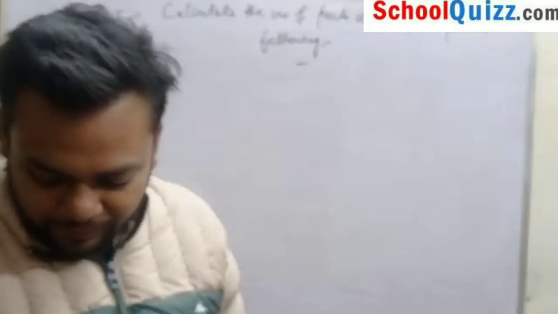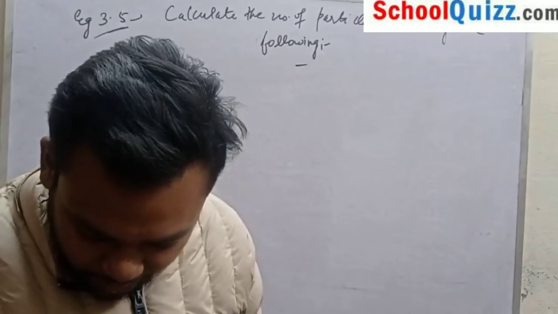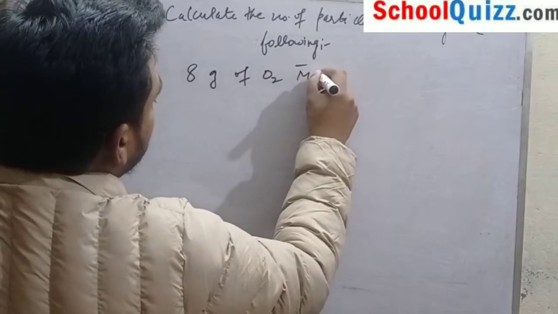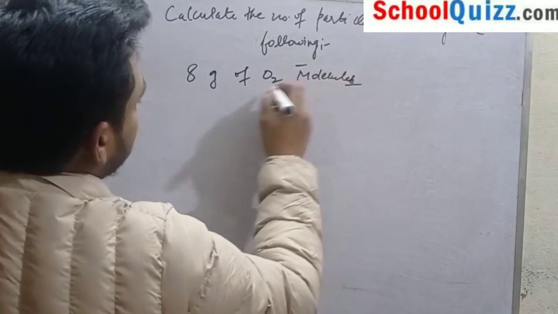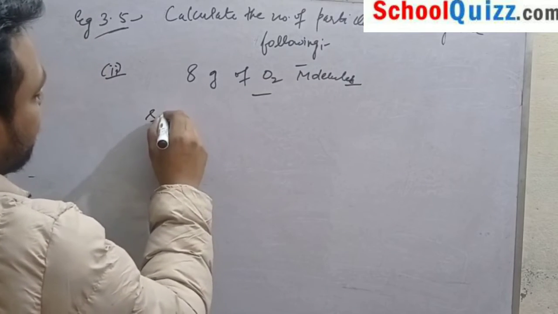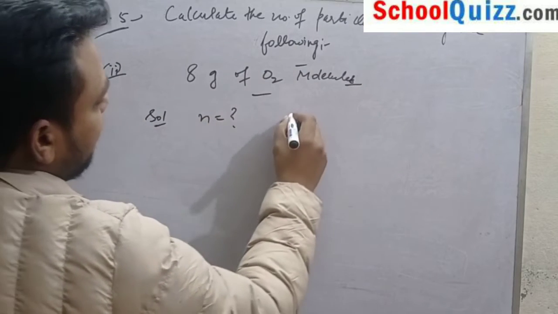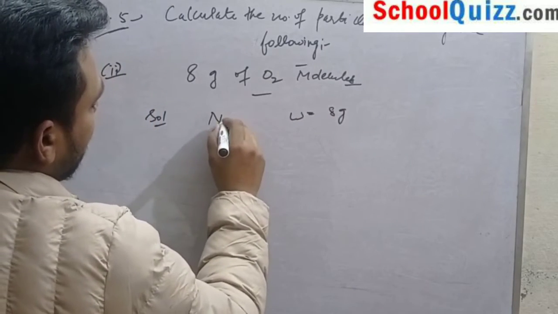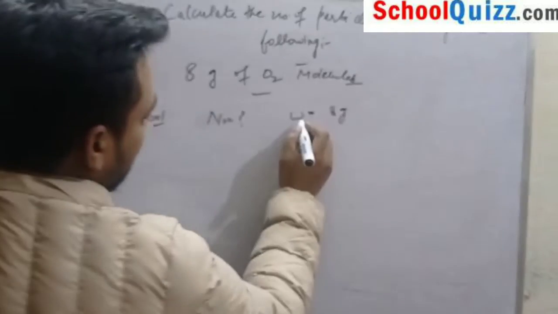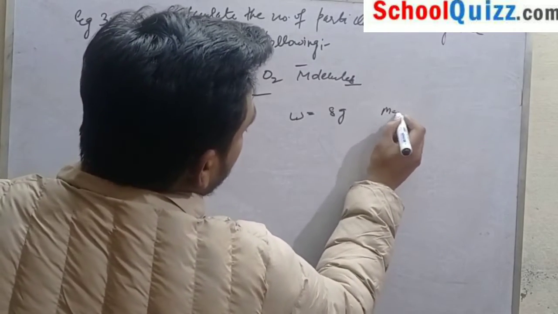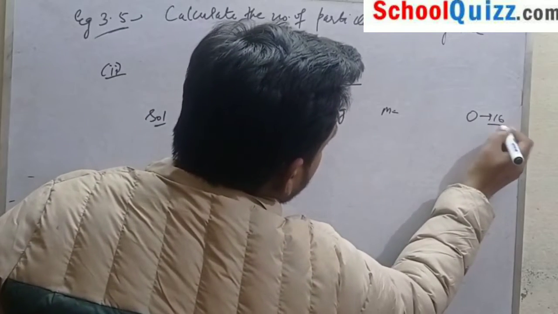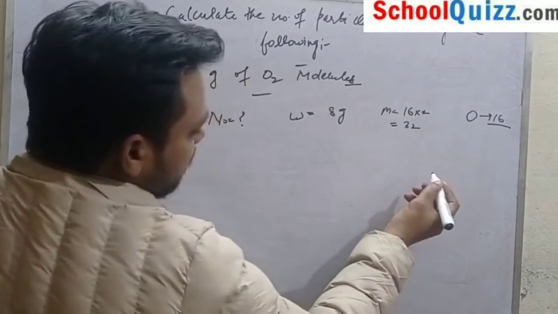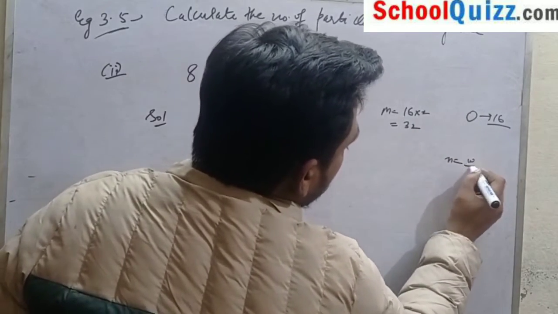Example 3.5 second part: 8 gram of oxygen molecules. First, what we have to find is n naught, that is the number of particles. Weight is given, 8 gram, and here the mass will be for oxygen: one atom is 16 and two atoms will be 16 into 2, that is 32. So these were our three formulas: n equal to w upon m.